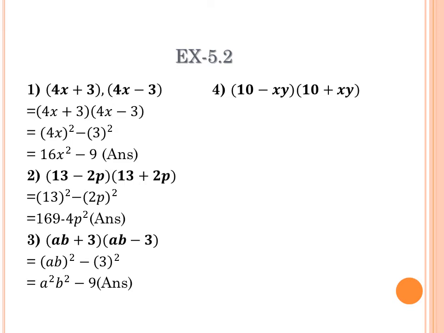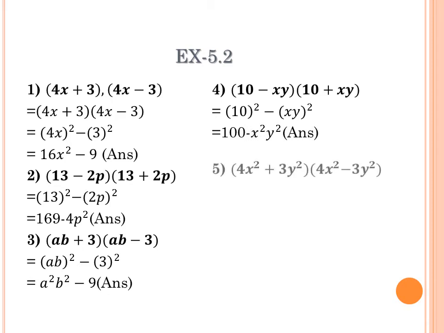So the number 4, (10 minus xy)(10 plus xy). In here (a minus b) into (a plus b), the same formula we can use. 10 square minus (xy) whole square, that means 100 minus x square y square.